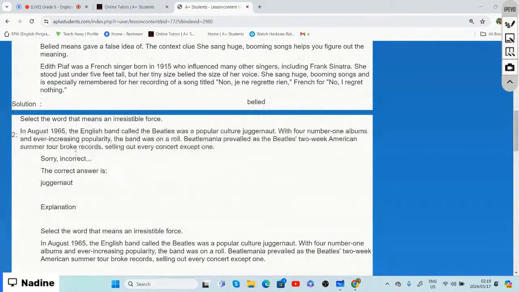We need to select the word that means an irresistible force. In August 1965, the English band called the Beatles was a popular culture juggernaut, with four number one albums and ever increasing popularity. The band was on a roll. Beatlemania prevailed as the Beatles' 2 week American summer tour broke records, selling out every concert except one.